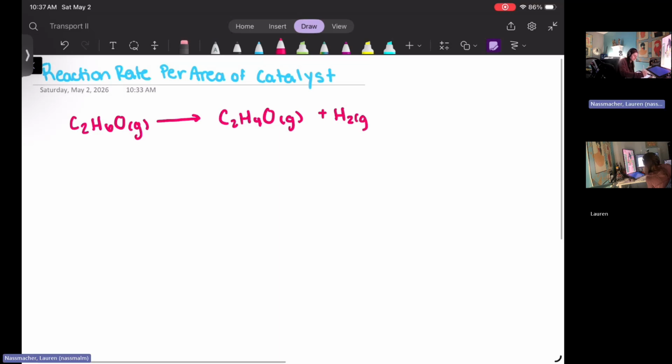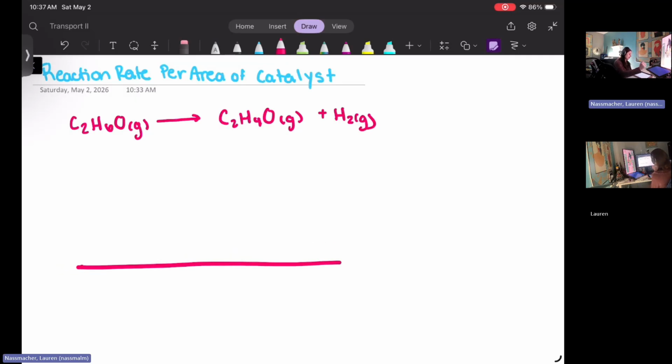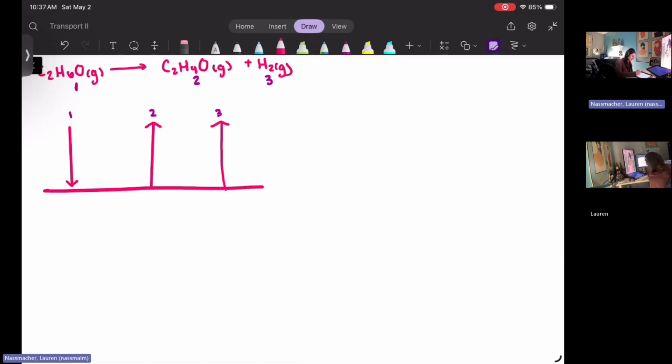So we have a catalytic surface in which this occurs, and our ethanol is going down onto the catalytic surface. Ethanol is our first component, and we'll say acetaldehyde is our second, and hydrogen is our third. So we have our ethanol reacting on a catalytic surface, and coming up is our acetaldehyde and our hydrogen. So we have 1, 2, and 3. This is our catalytic surface.